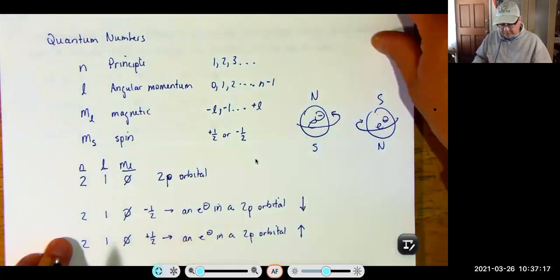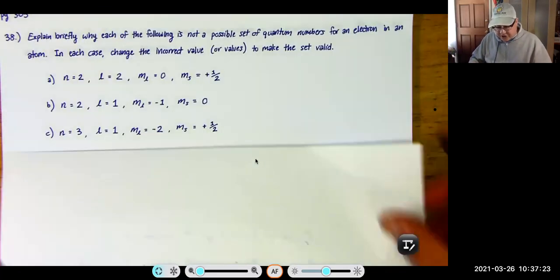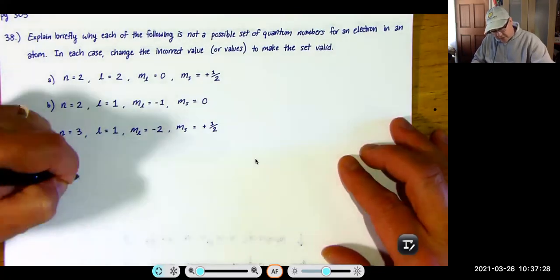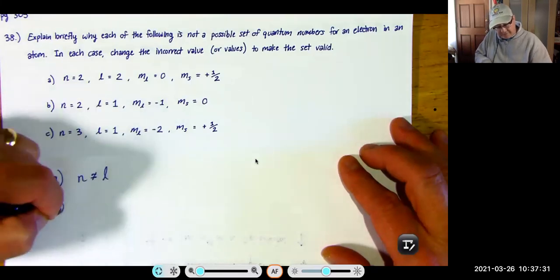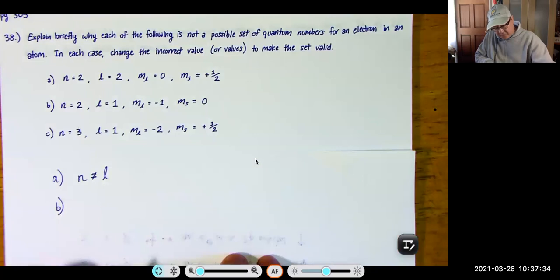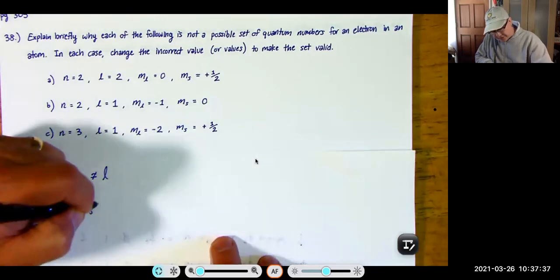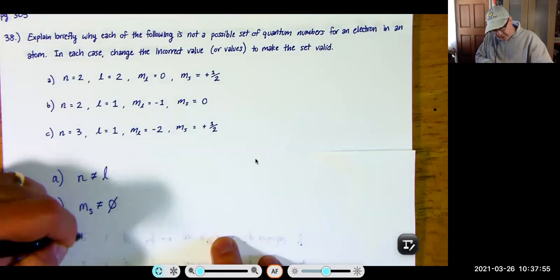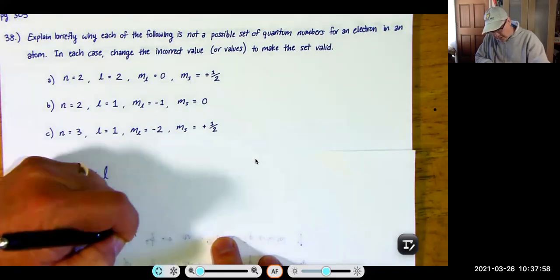Okay, so a little bit of background there so that we can do this problem here. Explain why each of the following is not possible. So for A, N cannot equal L. Fair enough? Mm-hmm. For B, M sub S cannot equal 0. What does M sub S have to be? Plus or minus 1/2. Plus 1/2 or minus 1/2. How about C? What's wrong with C? M sub L cannot equal -2 for L equal to 1.